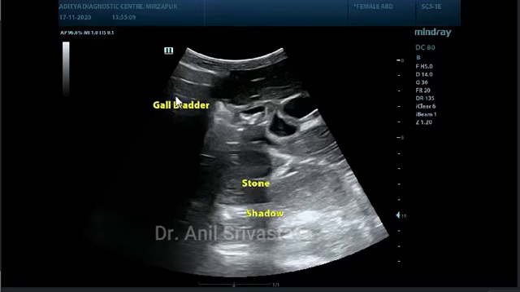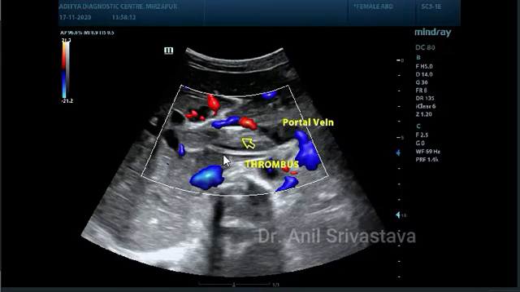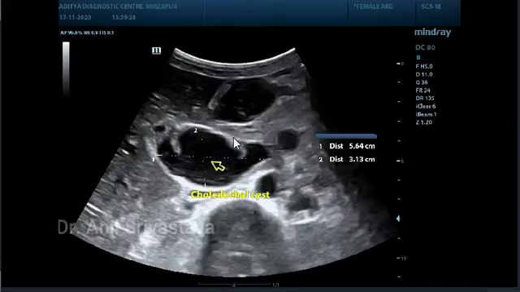This is a small contracted gallbladder having stones in it, giving acoustic shadow. These are the dilated IHBR in both lobes of the liver, right as well as left lobe. This is the portal vein and there is thrombus in it, obscuring blood flow.